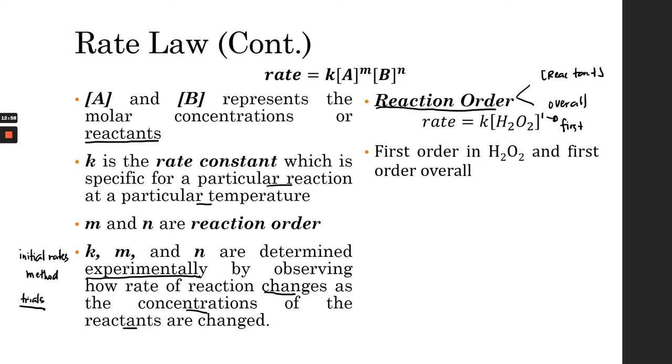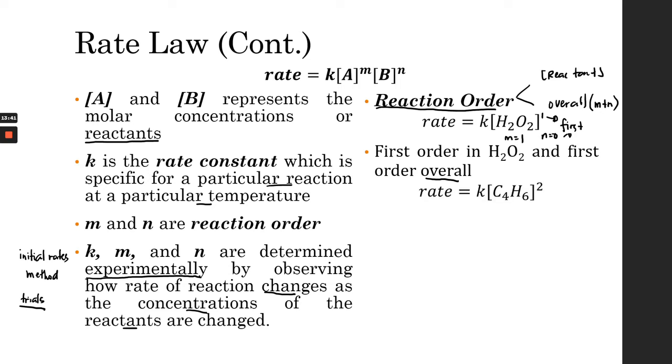As for the overall order, what we mean by this is basically M plus N. In this situation, we only have M, wala tayong N. So M is equal to 1, N is equal to 0, 1 plus 0, it's still 1. Therefore, we still have a first order, but this time we have it in the overall reaction. So again, we have first order in H2O2 because H2O2 is raised to 1, and then we have a first order in the overall reaction, which, again, is M plus N.